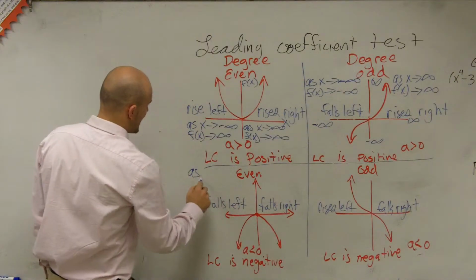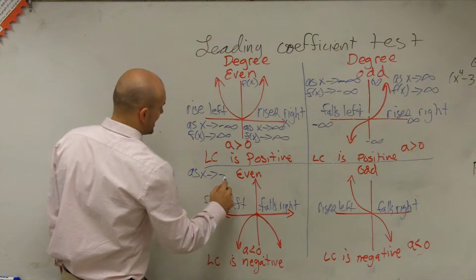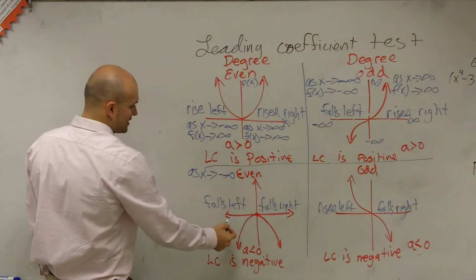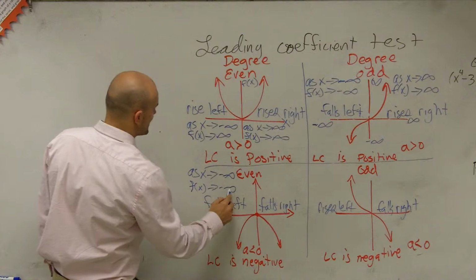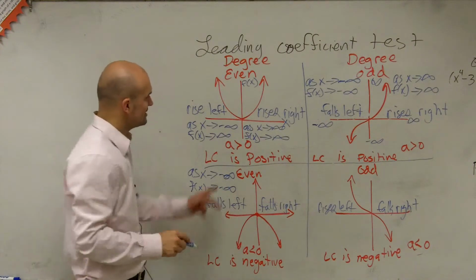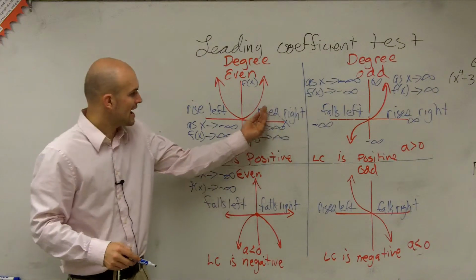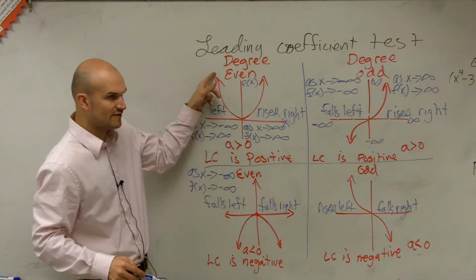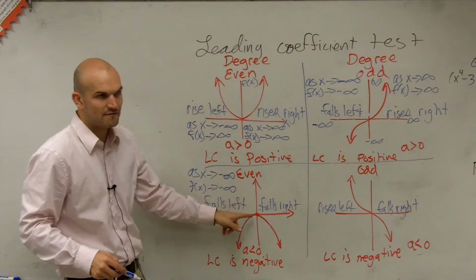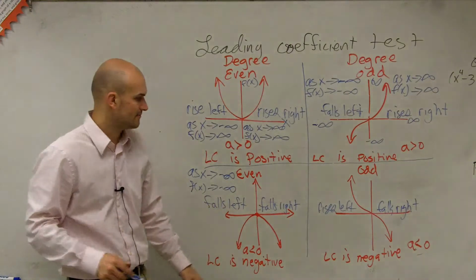Here you could say, as x approaches negative infinity. So as I go to the left, now my f of x approaches negative infinity. You guys see the difference? Over here, as my x approaches negative infinity, my f of x approaches infinity. However, down here, my f of x approaches negative infinity.